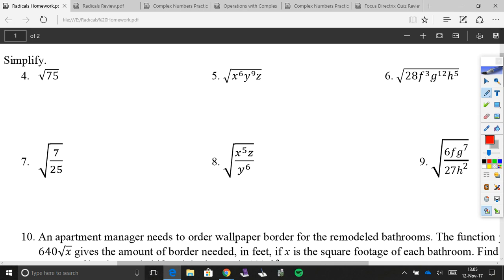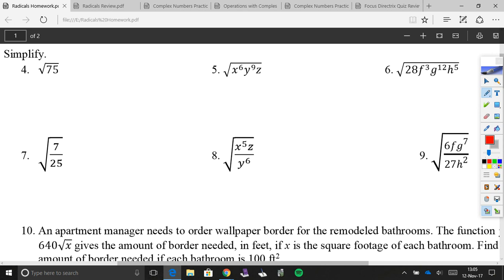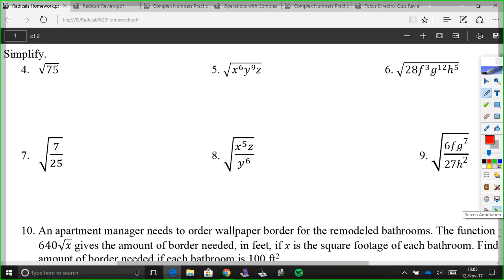Now 75 is not a perfect square. Which means if I were to type it in the calculator, it would give me some sort of decimal, but that's not what I care about. I want to simplify my radical. I still want my answer to be in radical form.